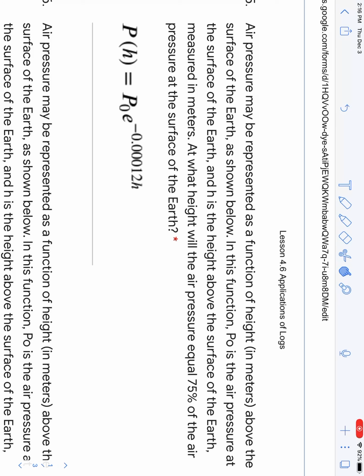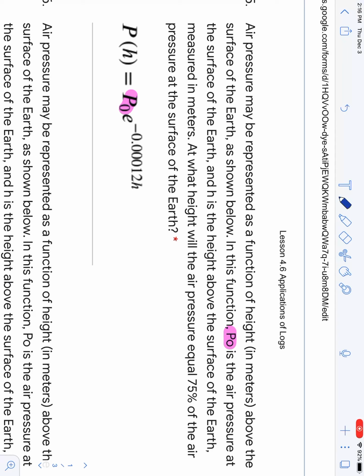The next problem that I'm going to do with you is air pressure. It says air pressure may be represented as a function of height in meters above the surface of the earth as shown below. In this function, P0, that's right here, is the air pressure at the surface of the earth, and h is the height above the surface of the earth, measured in meters. At what height will the air pressure equal 75% of the air pressure at the surface of the earth? You should pause me and read it again to yourself.